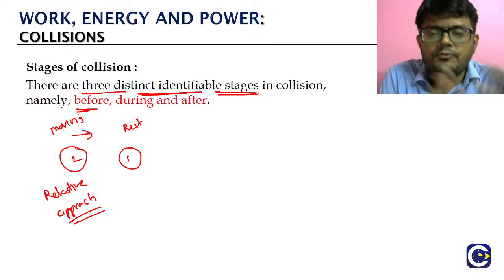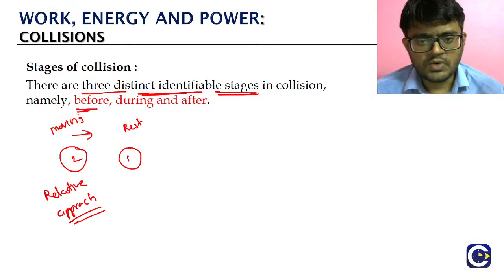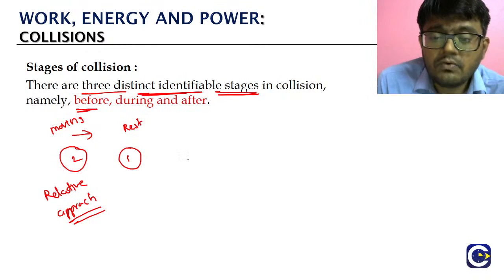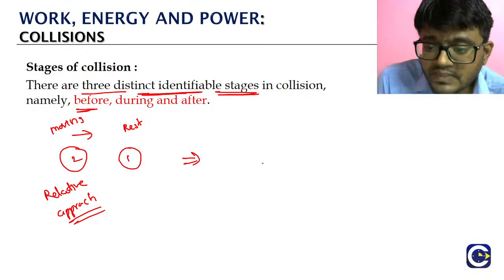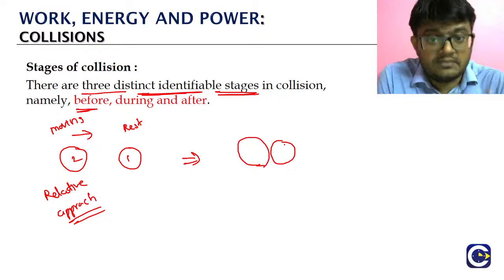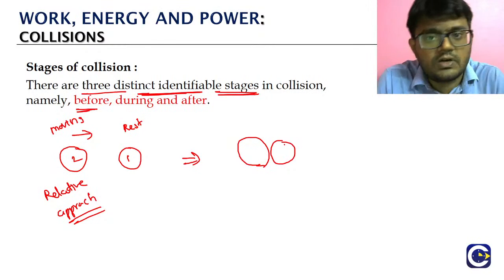But before the collision means there will be a relative approach between these two objects. Now, once the first physical contact is established, because again we are looking at only the type of collision where we are talking about the physical contact getting established.